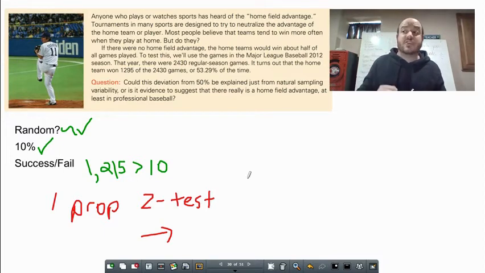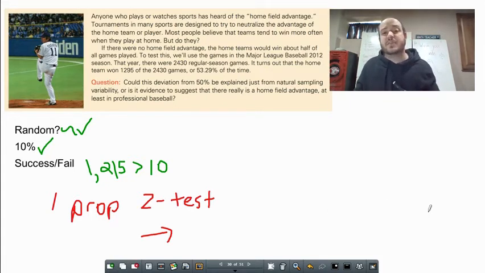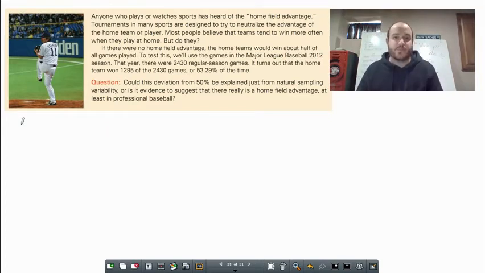So we have now checked our conditions and decided what test to use, which means our next step is to dive in and write out our null and our alternative hypotheses. First things first, let's write out that Ho and the Ha.